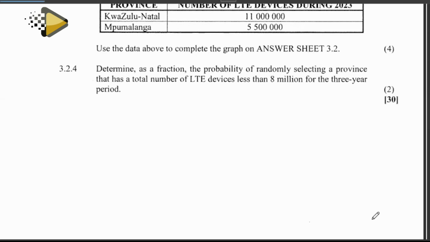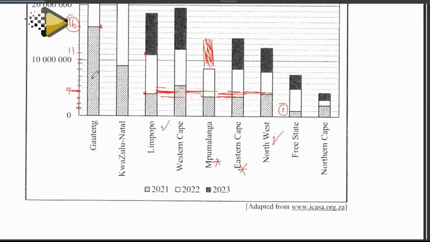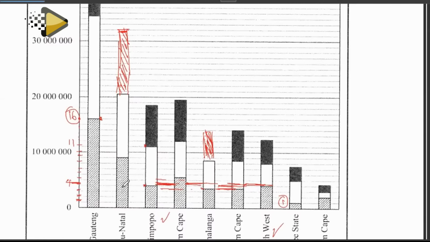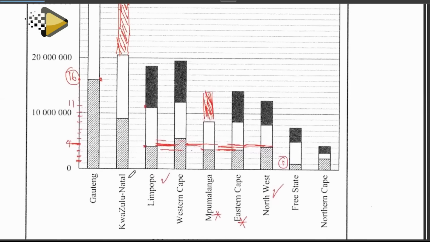Now, when you look at this bar, one bar represents 3 years. So less than 8 million. Look at these numbers. These ones are less than 8 million because 8 is here. This is 10, 9, 8. So any graph that's below this is below 8.